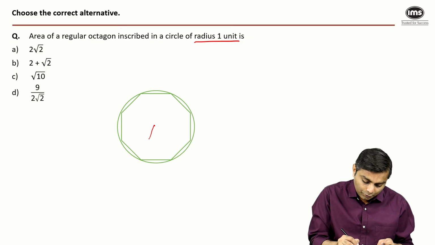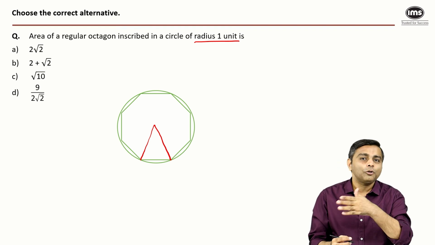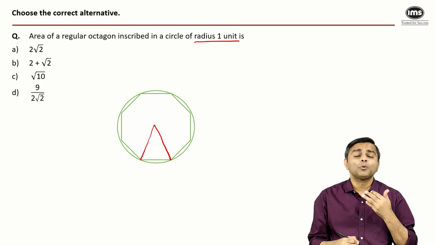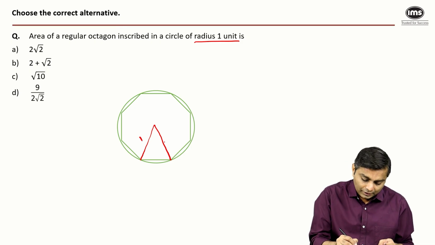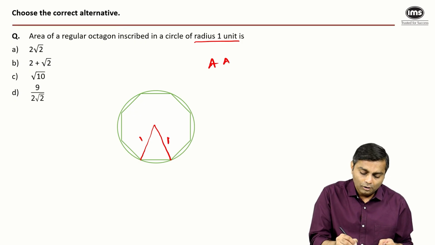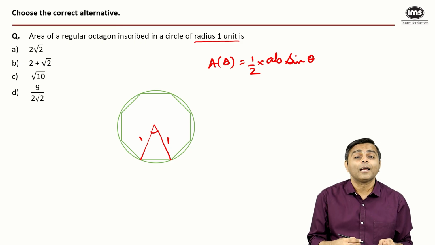So, the simplest way to do this is I am going to create a triangle. And it's an octagon, 8 sides. So, I am going to just multiply the area of this triangle times 8. Okay. I know this side is 1, I know this side is 1, and I also know that the area of a triangle I can use is half AB sine theta. Why this? Because I know the two sides, I will also be able to find this angle out.